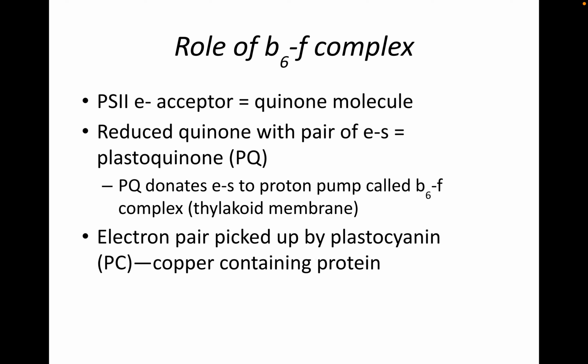After those electrons get excited, they're going to go to a higher energy level, and they are going to get picked up by an electron acceptor called a quinone, or PQ. Yes, PQ. So reduced means gain. So plastoquinone, PQ. That's very similar to the molecule in mitochondria. PQ will donate it to a proton pump called B6F, which is in the thylakoid membrane. And then after it passes B6F, a different electron acceptor will pick it up, plastocyanin, PC. This contains copper.